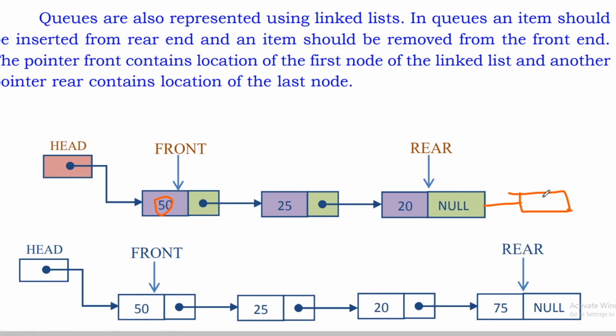In a queue, we call this the rear end, and this the front end. The remaining is the same. You know how to insert: create a new node and attach it here. If you want to delete, just remove this one. We already know the insertion and deletion operations. So this is how the linked list can also be used to represent dynamic memory allocation. That is the advantage. Arrays are static, and this is a dynamic structure.